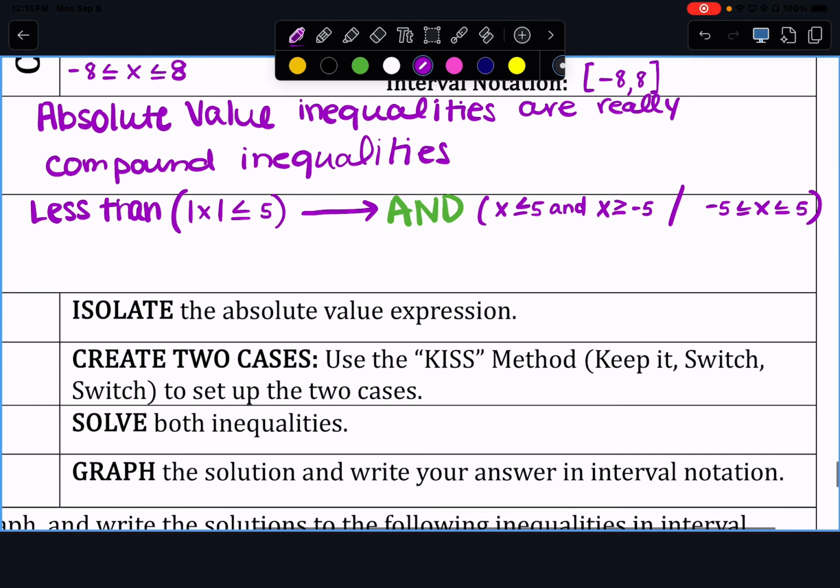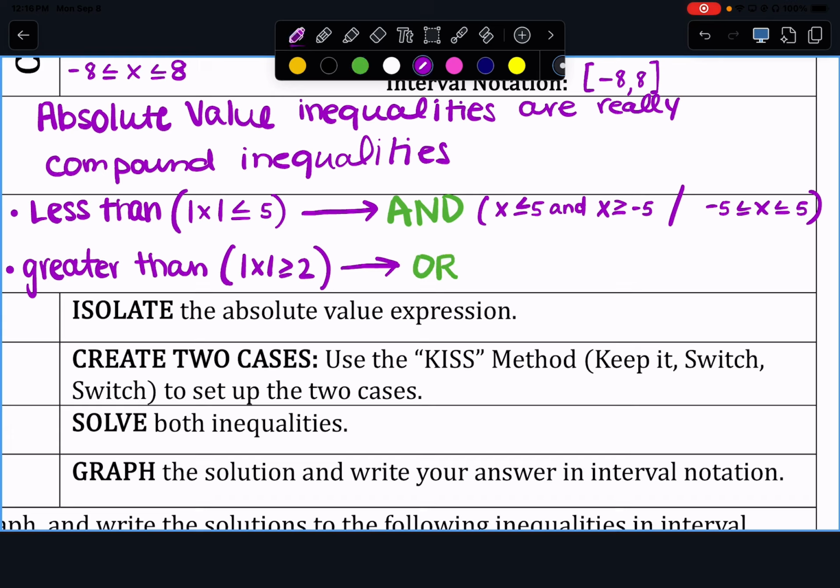And then we also have greater than. So if we have greater than, that's us looking at the absolute value of x is greater than or equal to 2. Whenever we have any greater than, that gives us an or inequality. When we have that or inequality, it's going to let us have x is greater than or equal to 2, or x is less than or equal to negative 2.